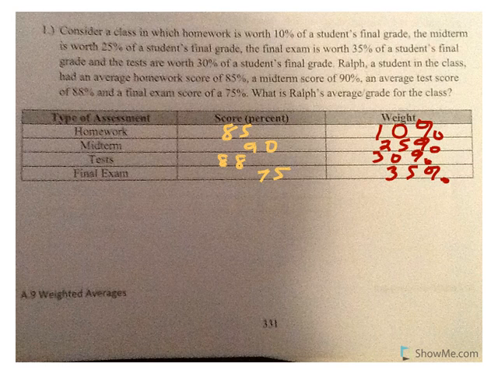Now if I want to find his overall grade, let me change colors just for fun. His homework, he had an 85, and it's worth 10%. The percentage of that is going to give you what we can call quality points. Then I'm going to take his midterm score of 90 and multiply by 25.